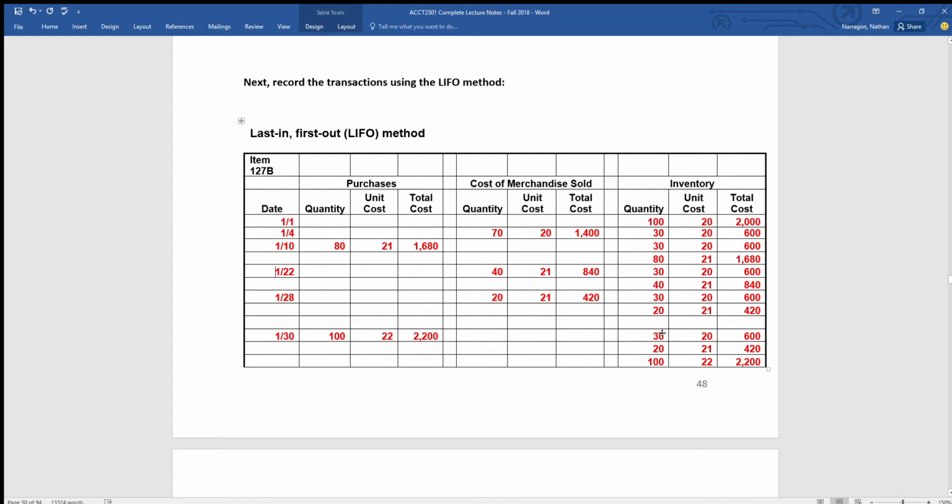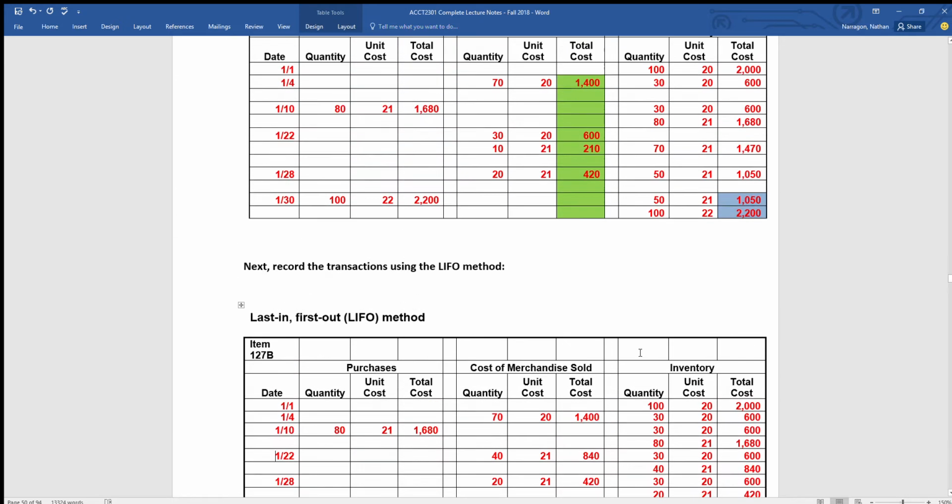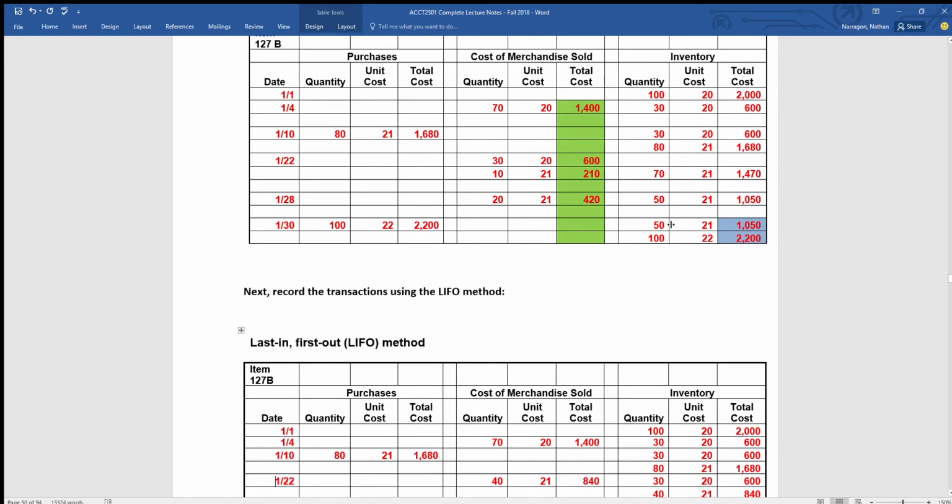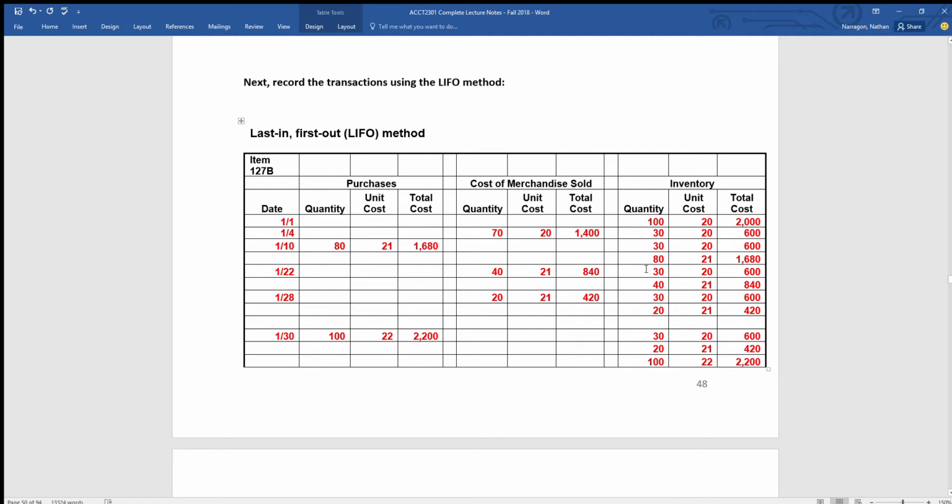Notice the total right here is 150 units. The units do not change. They're going to still be the same in either method. The only thing that's changing is how much cost is associated with those units. So here we have the same thing. We're going to find our cost of goods sold, and of course, our cost of goods sold is adding up this column only.